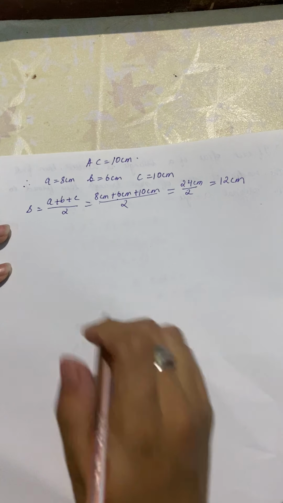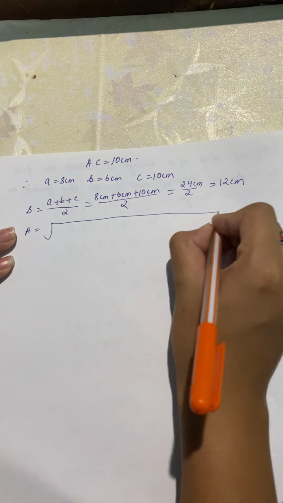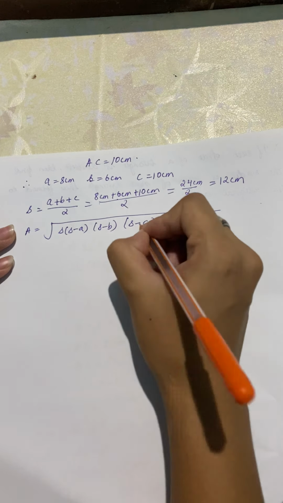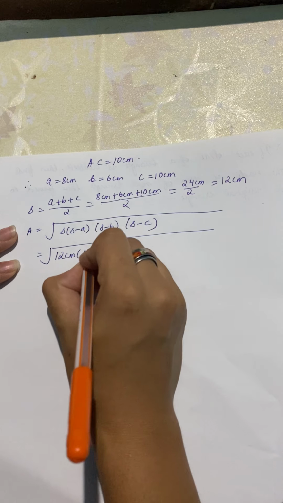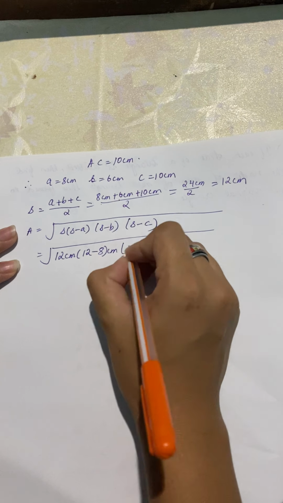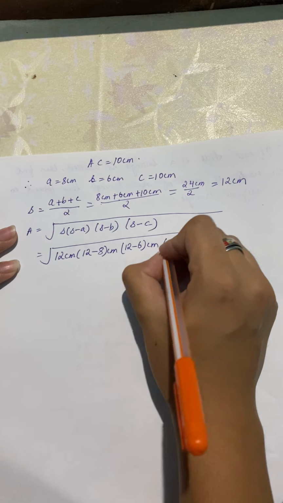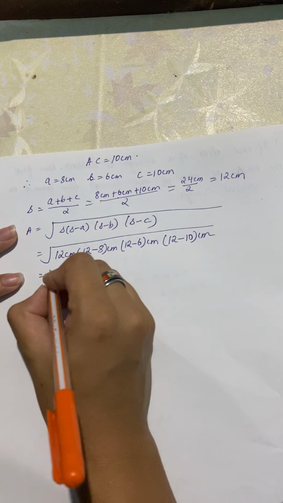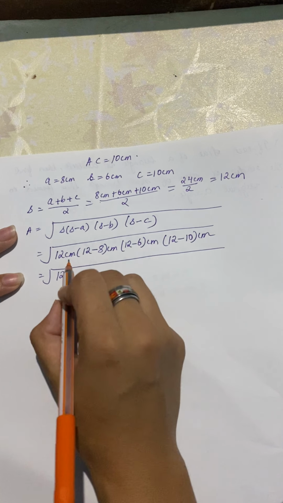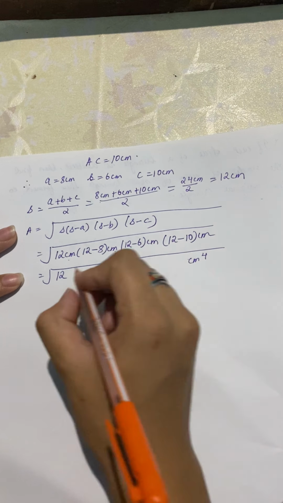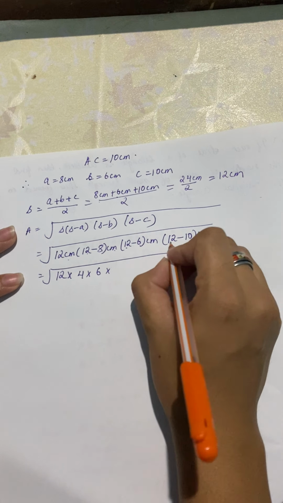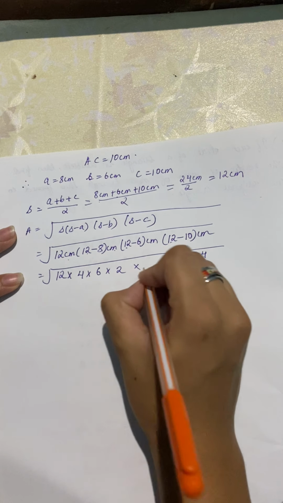So finally, the area of a triangle will be the square root of S into (S minus A), (S minus B), and (S minus C). So this becomes 12 centimeter. 12 minus A is 8 centimeter. 12 minus B is 6 centimeter. And finally, S is 12 minus C is 10 centimeter. So you can just write this down as 12 centimeter, centimeter, centimeter. Just bring it one side, centimeter into 4. 12 minus 8, 4. 12 minus 6, 6. 12 minus 10, 2. Open up the bracket.